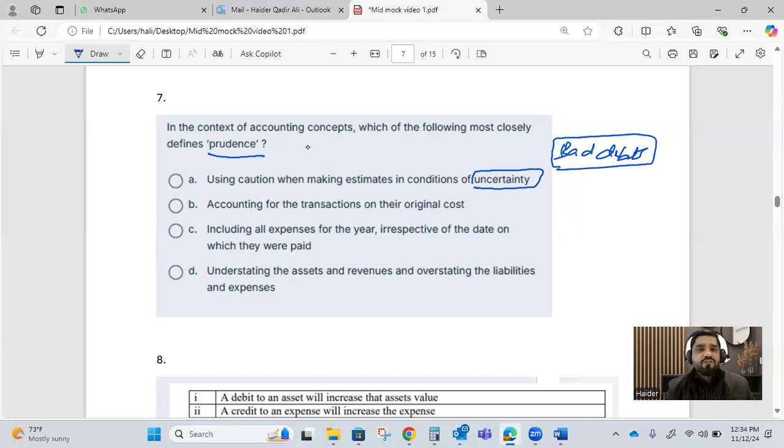Accounting for the transaction on their original cost. No, that is historical cost principle. This option is incorrect. Including all expenses for the year, irrespective of the date on which they were paid. No, we consider prepayments separately and payments of this expense separately. That is also a wrong option. Okay. Option D says understating the assets and revenues and overstating the liabilities and expenses.